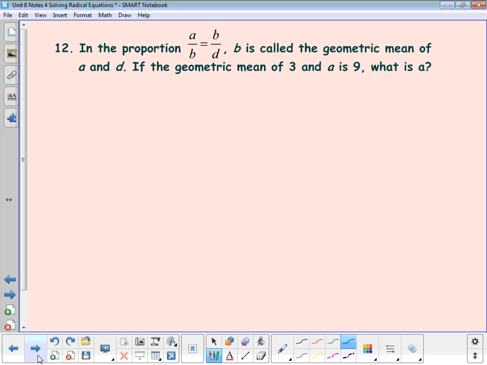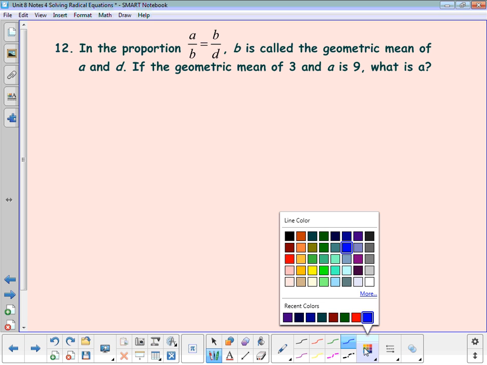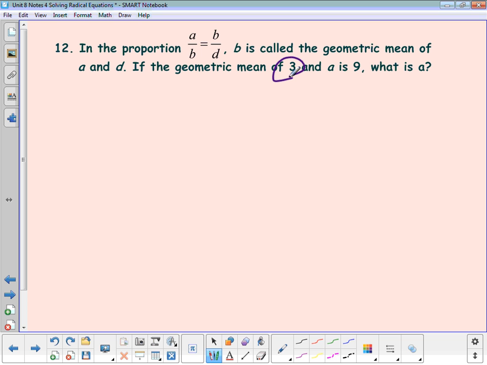Okay, let's take a look at this next one. In a proportion a over b is equal to b over d, b is called the geometric mean of a and d. If the geometric mean of 3 and a is 9, what is a? Okay, so what that tells us is that our b is 3. So this tells us that our b is 3. So we can go ahead and figure out our d.